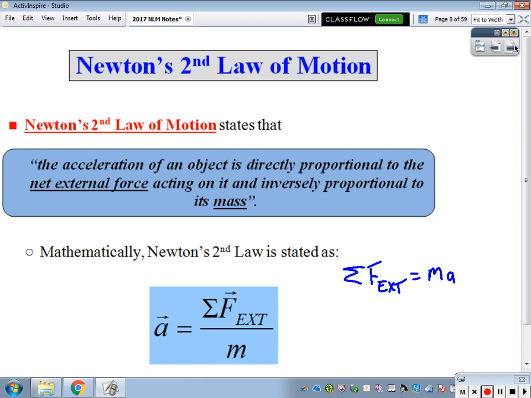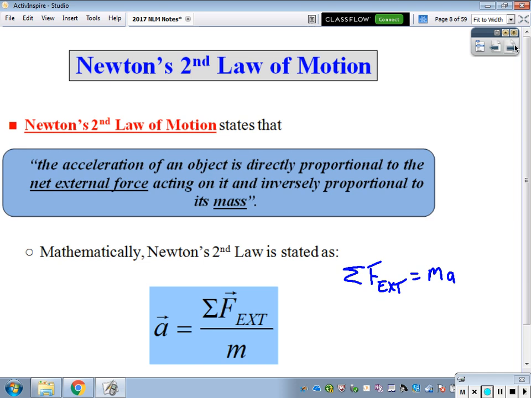Now, down below, okay, you see the two ways in which Newton's second law can be stated mathematically. What is that funny little letter that is sitting in front of the F? It is the Greek letter sigma. And mathematically speaking, what does that mean? It means the sum. Okay?